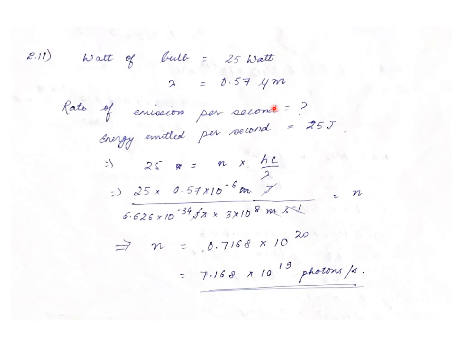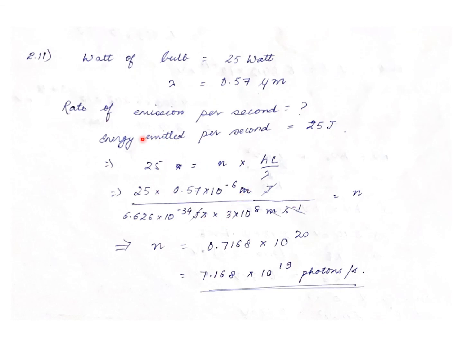So you need to find out the number of photons or quanta, they are the same. You need to find out the number of photons emitted per second. So we have the equation E equals nhc upon lambda, where n is nothing but the number of photons. Here the watt of the bulb is given, and watt is nothing but joule per second, so energy emitted per second. If you have watt here instead of energy, then you will get the number of photons per second instead of the number of photons.